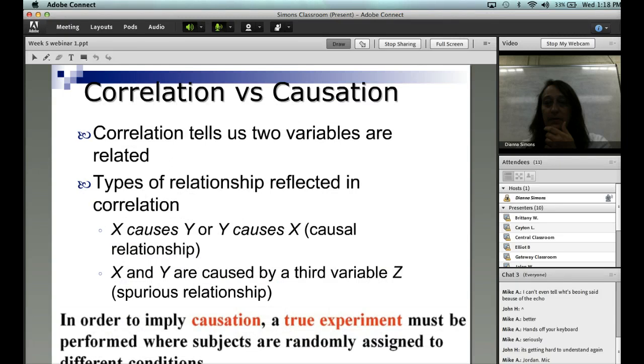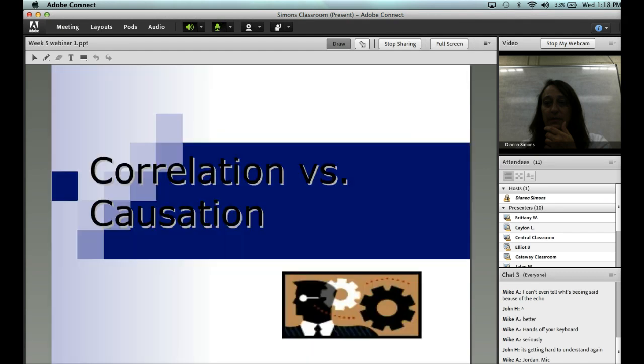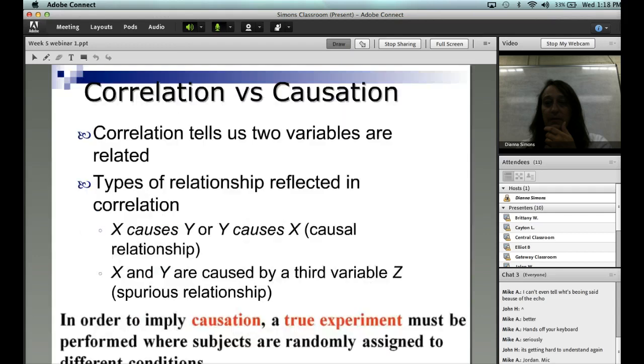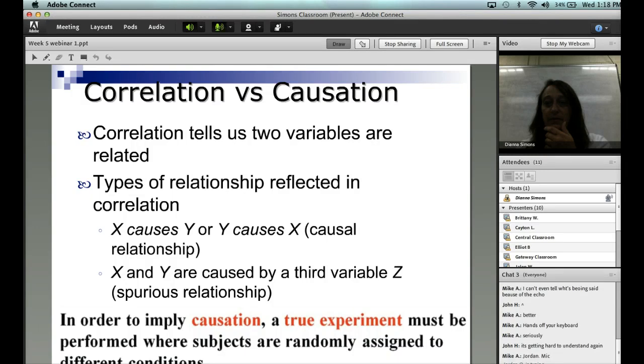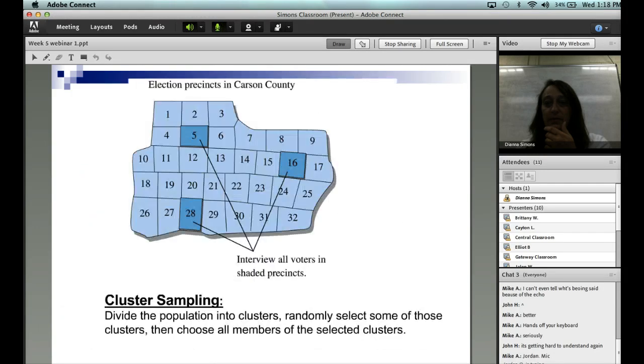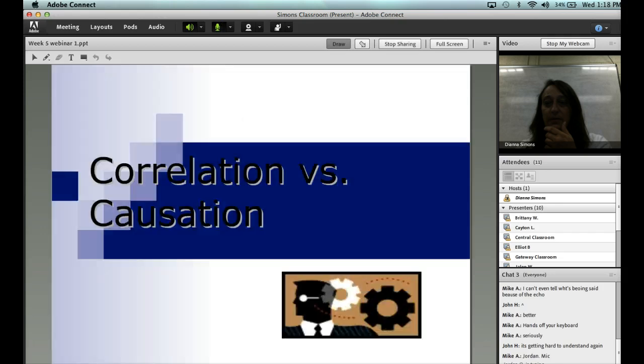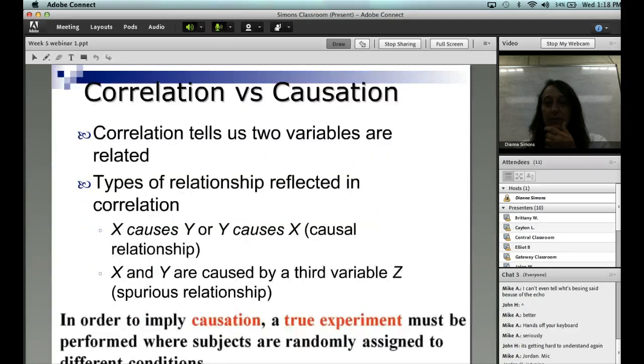Okay, right. Correlation tells us two variables are related. The types of relation reflected in correlation: X causes Y and Y causes X. All right, that's causal. And spurious, it's when X and Y are caused by a third variable. Okay, so spurious actually means false.